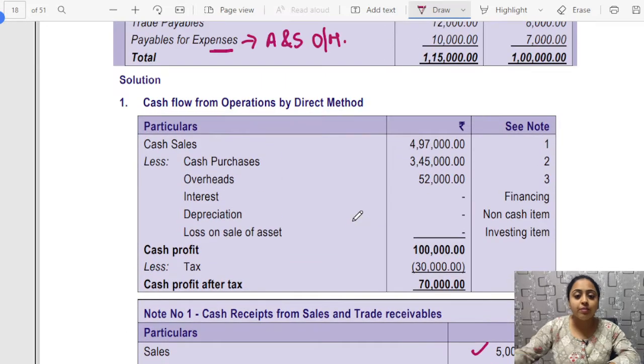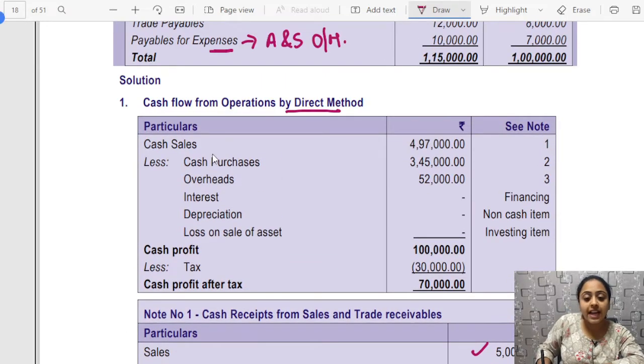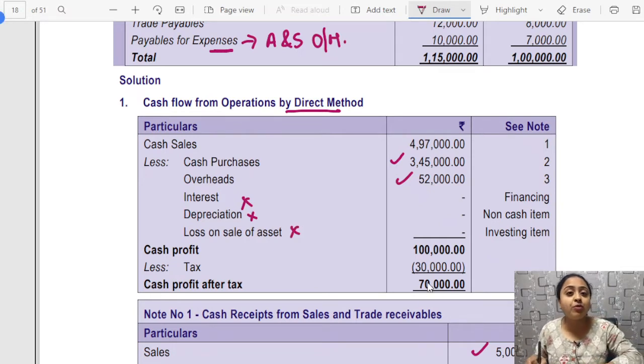See, answer number 1 by direct method. Cash sale 497, cash purchases and overheads. Other than this will not at all be included. If you are starting with profit before tax, you have to adjust all this. Since you are starting immediately with the cash incomes, and these are not included in such incomes and expenses, you do not need to adjust them further. Finally tax, and this is your cash profit after tax.